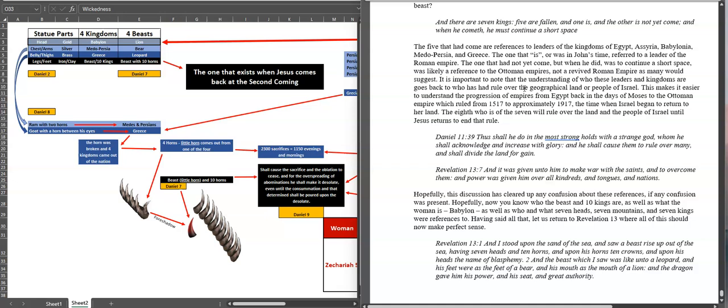The one that had not yet come, but when he did was to continue a short space, was likely a reference to the Ottoman Empire, not a revived Roman Empire as many would suggest. And the reason I say Ottoman is because the Ottoman Empire deposed the Roman Empire. After the fall of one of the branches of the Roman Empire, it moved into the Byzantine Empire, and then it moved into something else entirely. But the Byzantine Empire was an extension of the Roman Empire, and the Roman Empire fell in totality when the Ottoman Empire deposed it in the 1500s, which lasted until 1917, 1918, and that was when Israel was allowed to go back into her land, allowed to move back in.